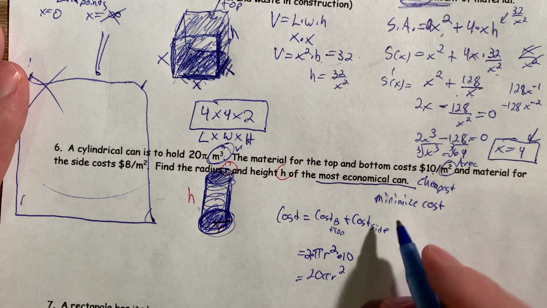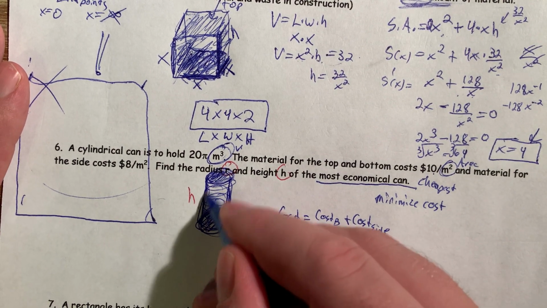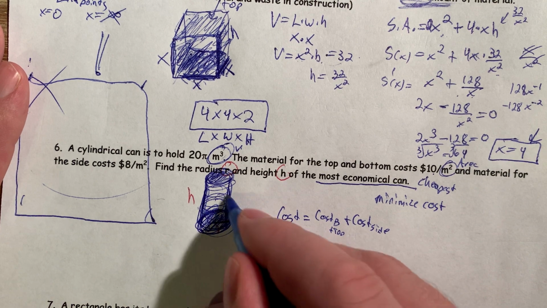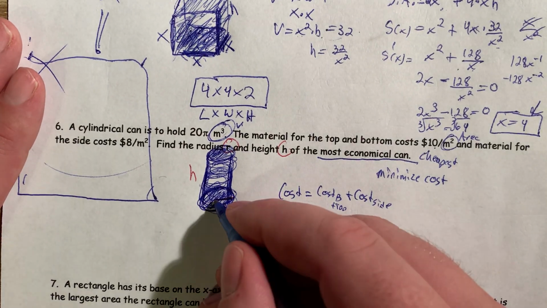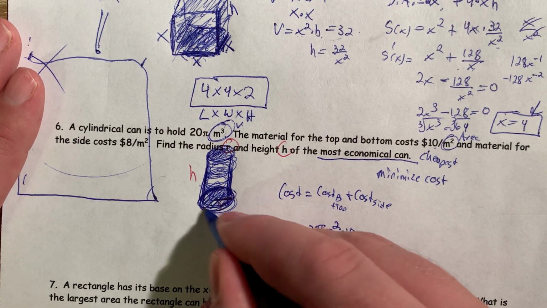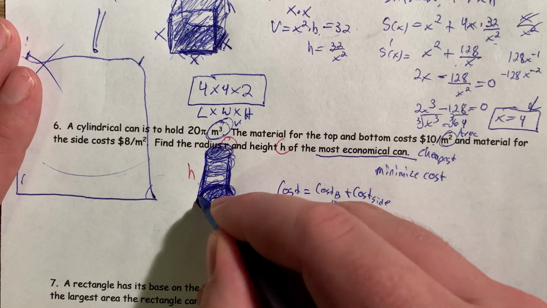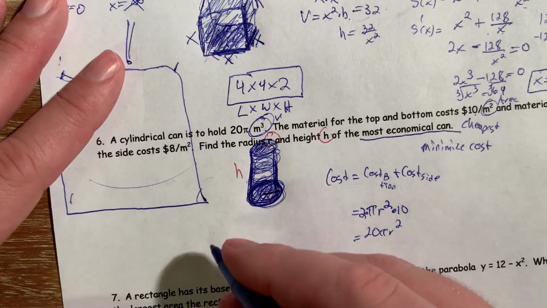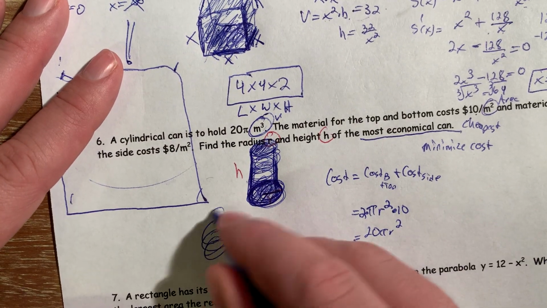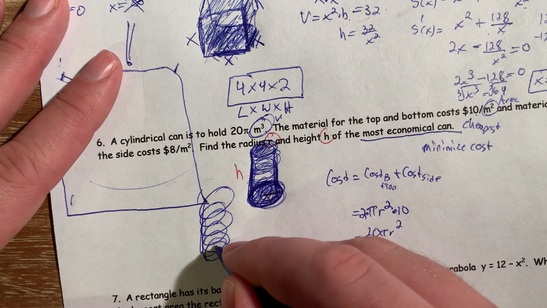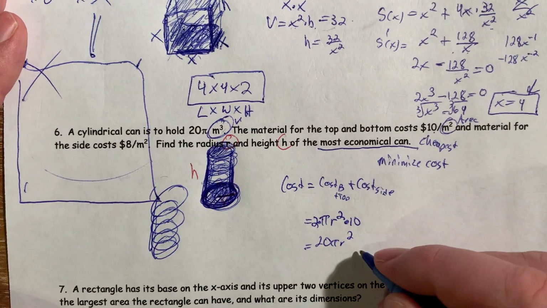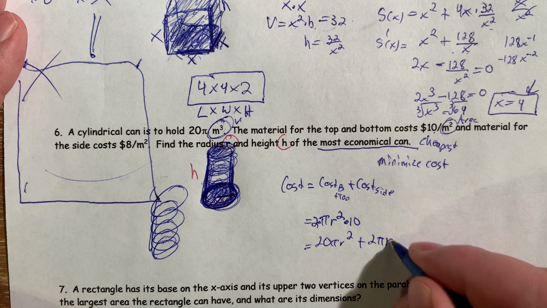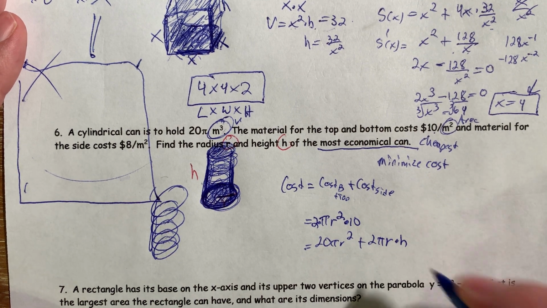Okay. What about the cost of the side? How do you find the outside of a cylinder? This goes back to your geometry. The way you find it is you find the circumference of a circle and multiply it times the height. Because if you do circles all the way up, you end up with the surface area. So it's the circumference of a circle times the height. So it is 2 pi r, that's the circumference of the circle, times the height.